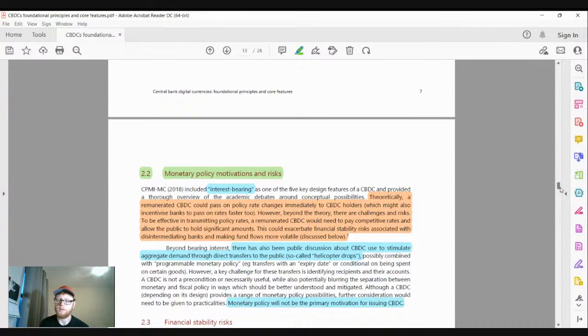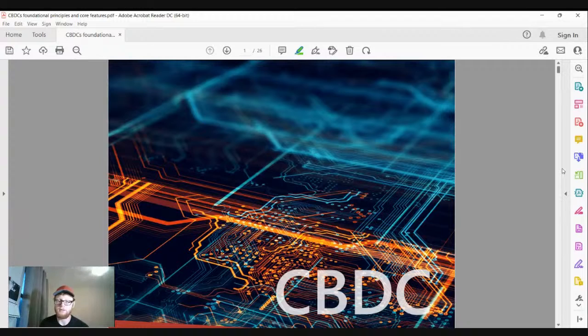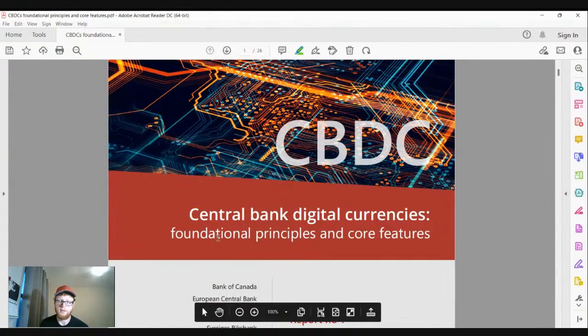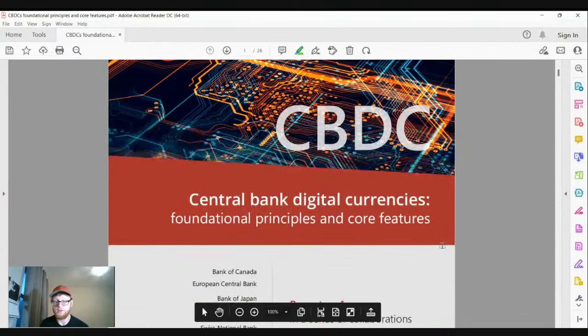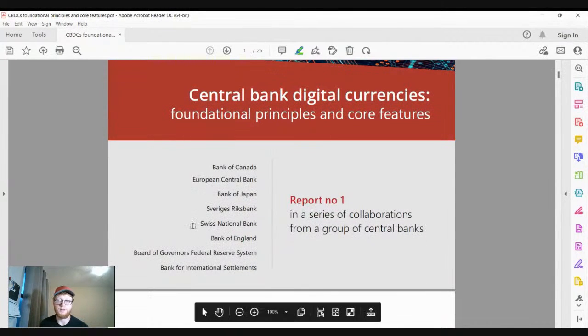Anyways, you want to see the title or the actual title page. So, central bank digital currencies, foundational principles, and core features. Here's the banks I was talking about. This is report number one, and it's an actual series between a group of these central banks. So, as always, but yeah, anyways, back out, and I'm going to leave it there.